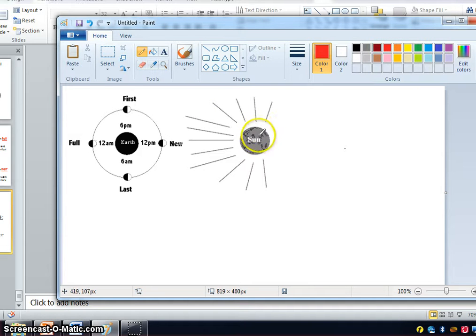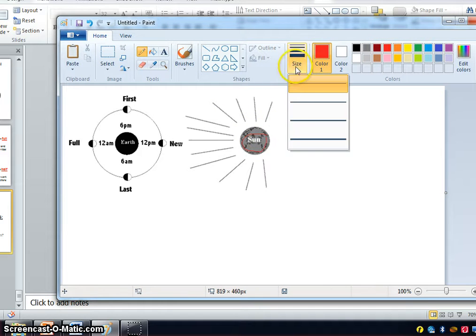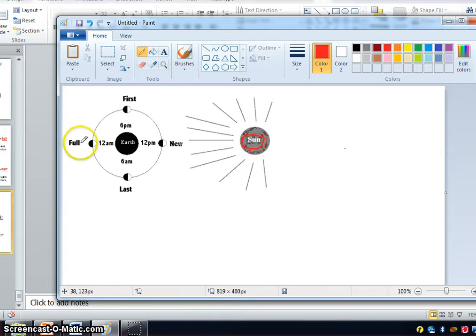First of all, we have the sun. The sun is right here. And let me make that a little bit more bold. The sun is right here, okay? Here are the moons, and here is the Earth. We are looking down on the Earth from the North Pole, so that dot is the North Pole.